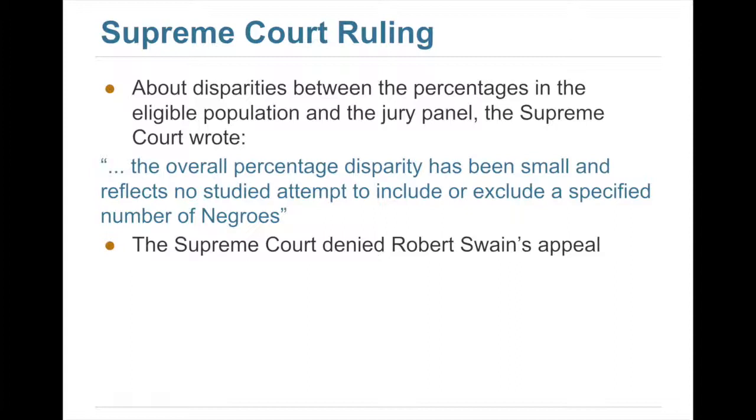Is it plausible that if the process really was random, and you start with a population that was 26% black, that you would end up with only 8 out of 100 on the jury panel being black? How can we figure that out? Okay.